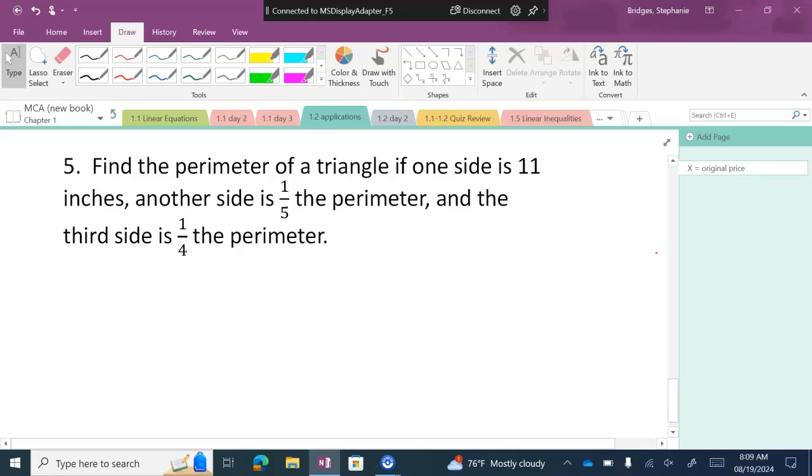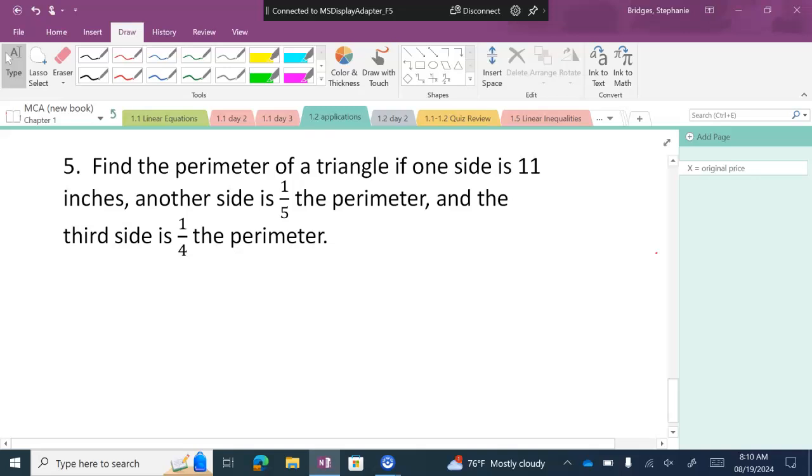Find the perimeter of a triangle. First question: how do you find the perimeter of anything? What do I do to all the sides? You add them. How many sides does a triangle have? 3. So at least we know that much. We know perimeter means add them all up. A triangle has 3 sides. It says one side is 11 inches.